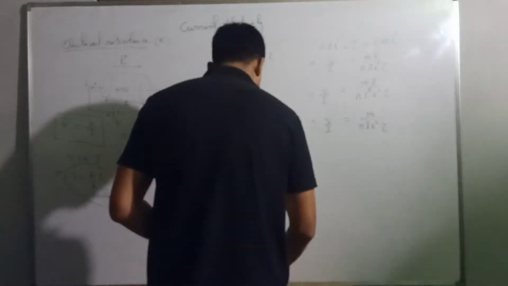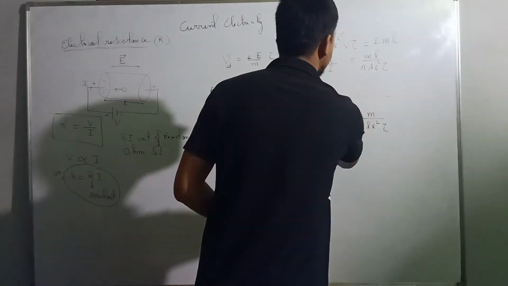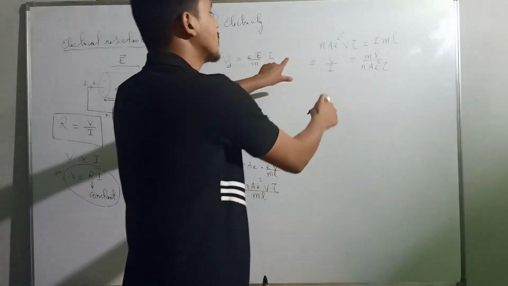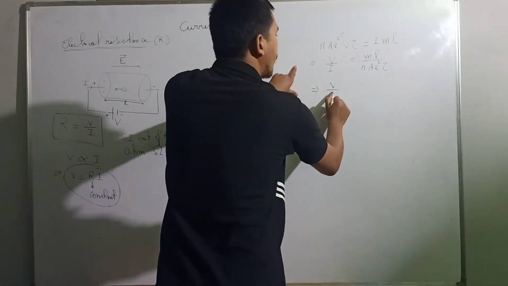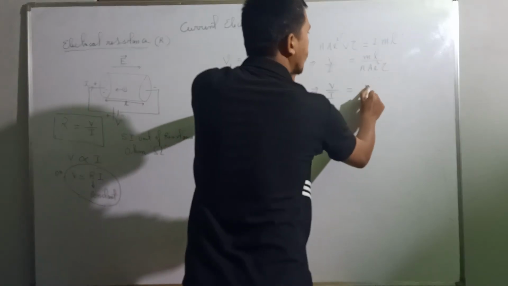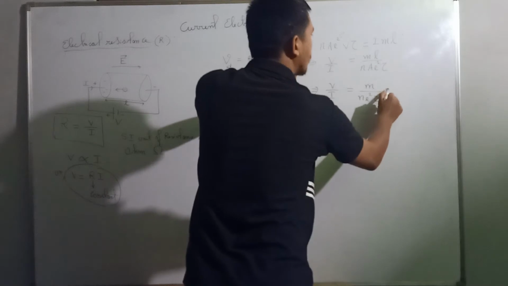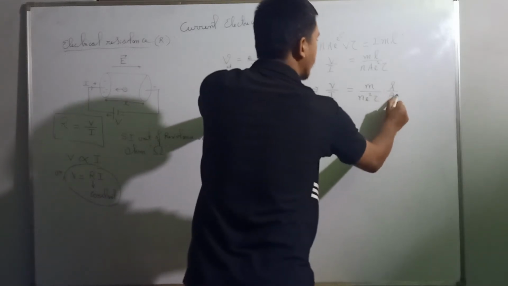Or we can just keep the relation in this form. There is no problem. We can just keep the relation in this form. Then V upon I is equal to m upon n e square tau into L upon A.